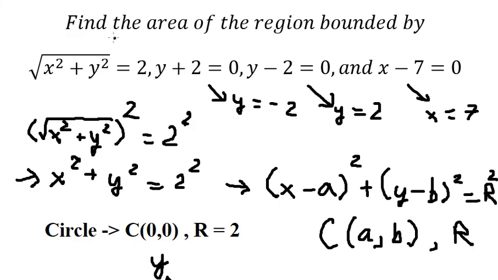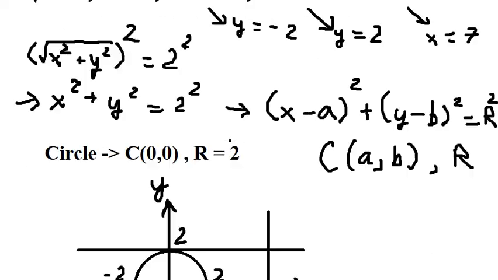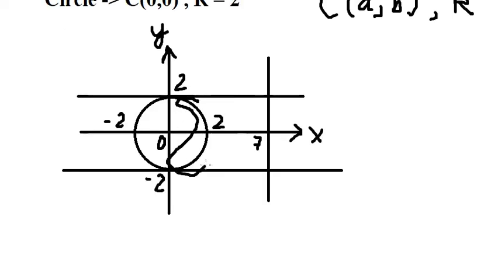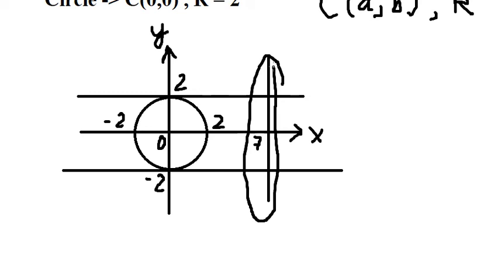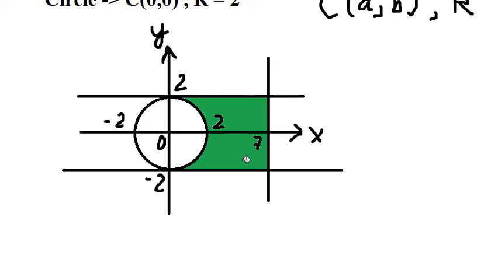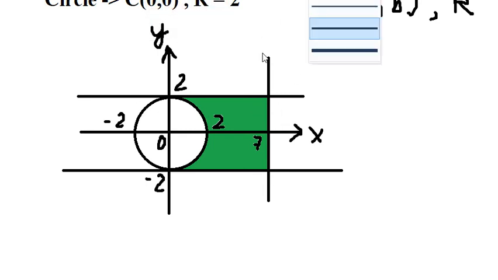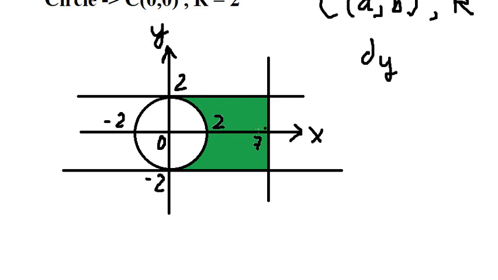So they want to find the area of the region bounded by 4 equations in here. So we have the circle, y equals 2, y equals negative 2, x equals 7. So the area we need to concentrate on is this one. Now we can use dy to find the area based on y in here.